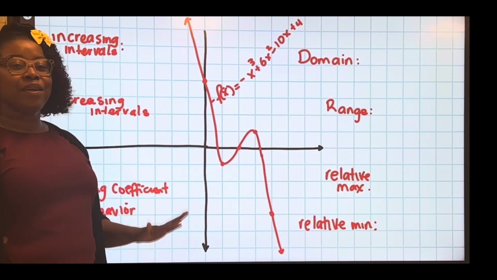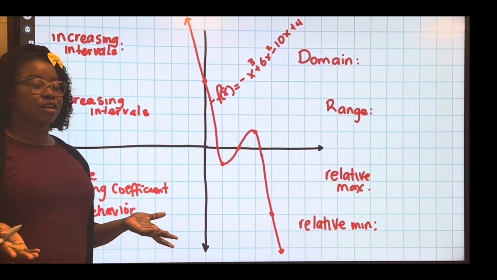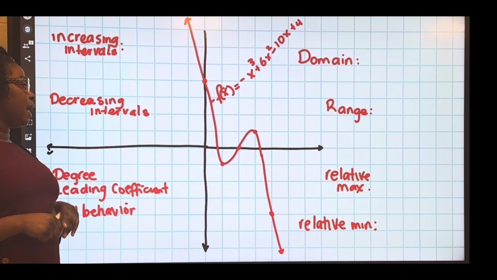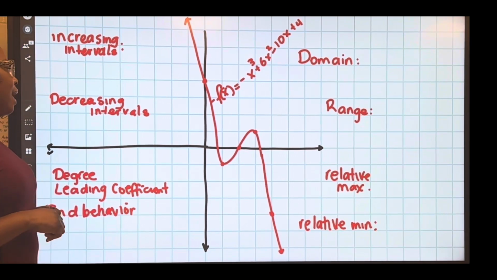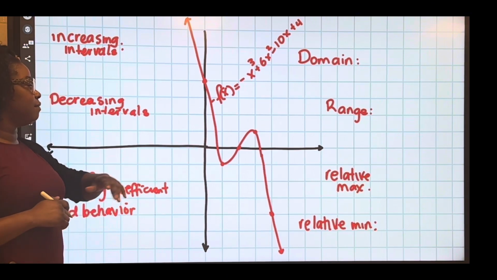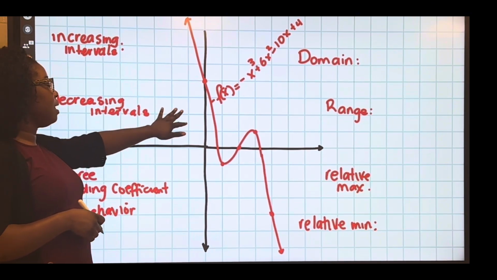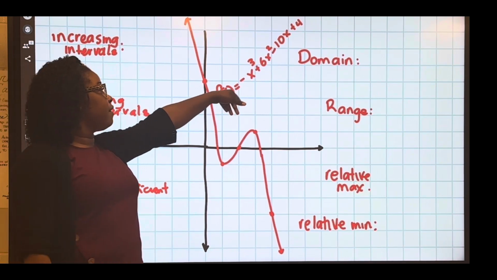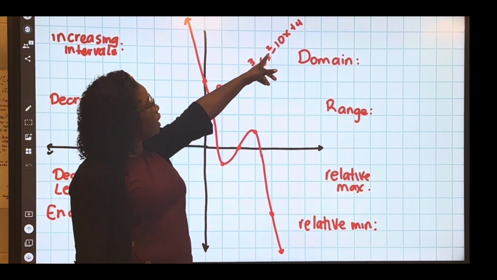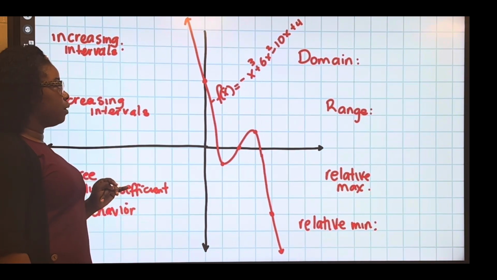For today's video, we are going to talk about the characteristics of a polynomial function. So right here, I went ahead and graphed the function on the board. It's not drawn to scale, so all the curves are not there, but it is relatively what it looks like. So this function is negative x cubed plus 6x squared minus 10x plus 4, and the graph of it looks like this.